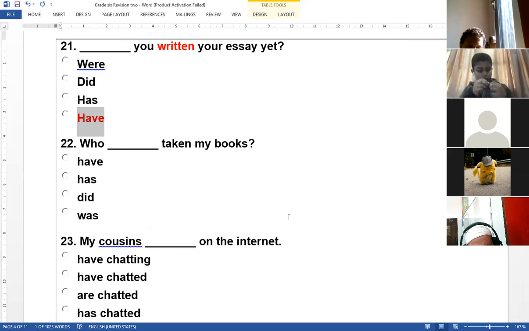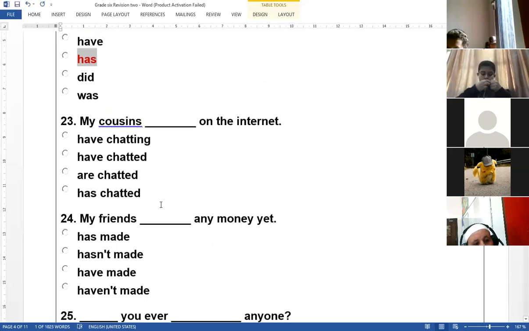Usually we use it with the singular. Who has? Because I'm asking about someone, okay? Who has? Who has taken my books? The next one. My cousins on the internet. My cousins.